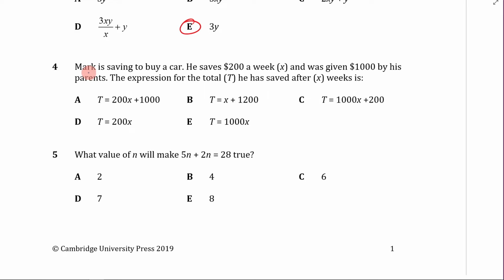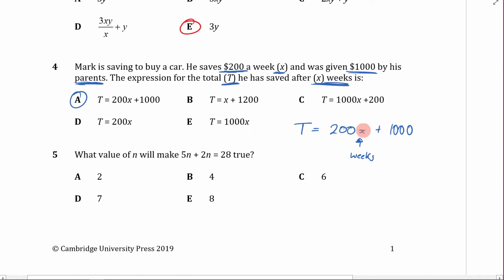Next one, we've got Mark is saving to buy a car. He saves $200 a week, where a week is X, and was given $1,000 by his parents. What good parents. The expression for the total he has saved after X weeks is what? Well, it's going to be T is equal to 200 times X, where X represents the amount of weeks, plus onto that, the $1,000 his parents give him. So that looks like A is my answer. As you can see here, X represents the amount of weeks, so it's 200 times the amount of weeks plus that $1,000 his parents give him.